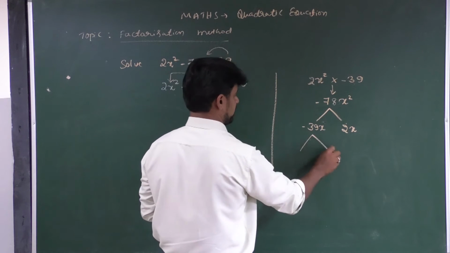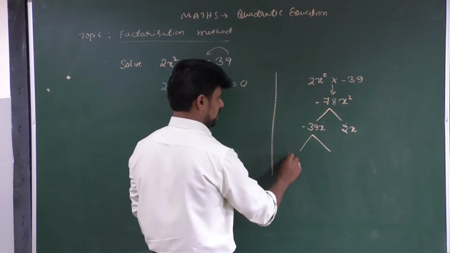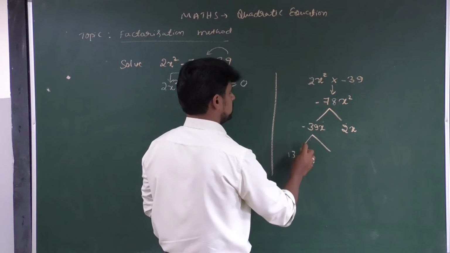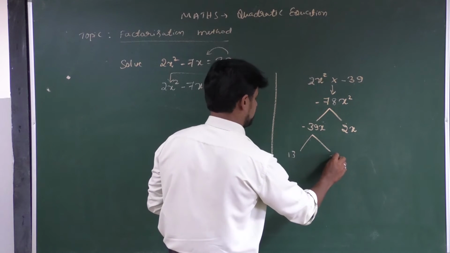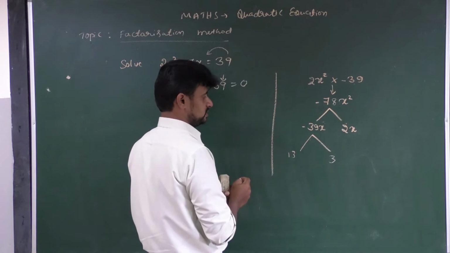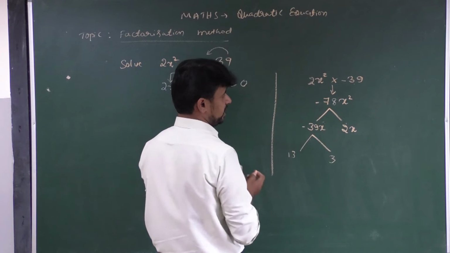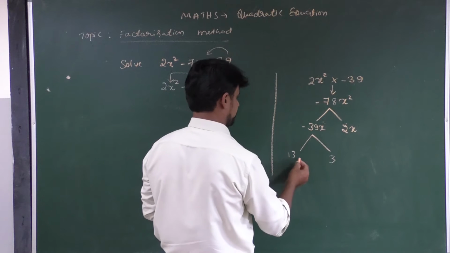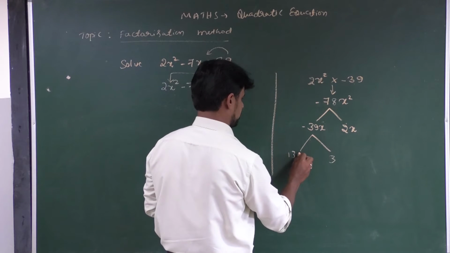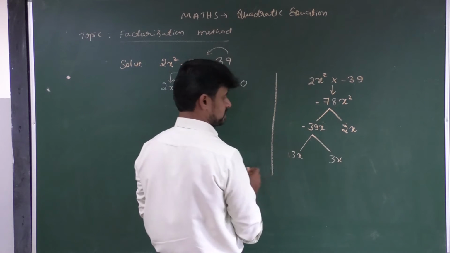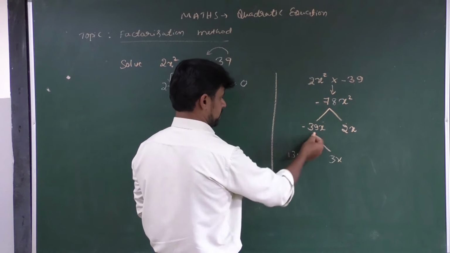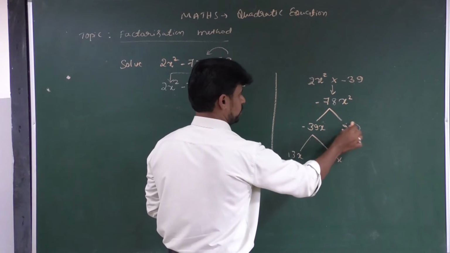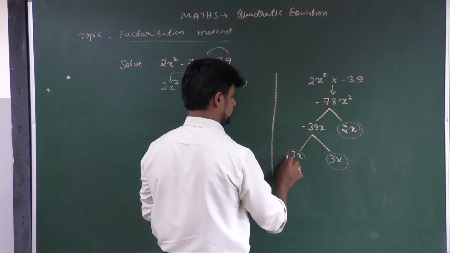As you know, minus 39 will come in the 13 ones table. Then it becomes 13 into 3. 13 3s are 39. Then 39x into 3x. 13 3s are 39x. Here we have 2x, 3x and 13x.